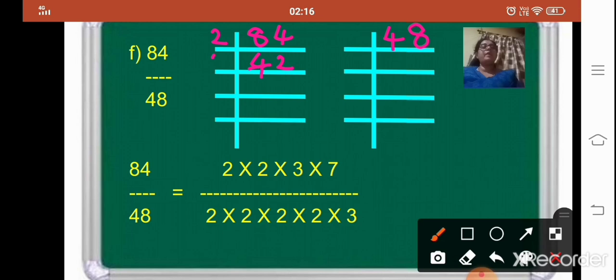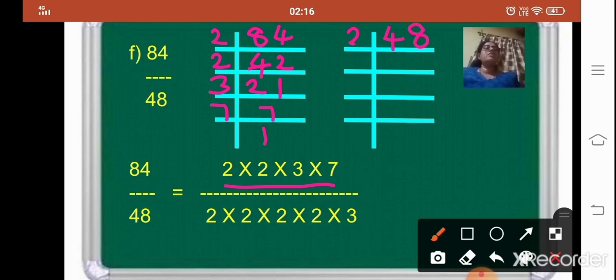Again it is divisible by 2. 2 2s are 4. So 2. 3 7s are 21. 7 1s are 7. So I'll write it as 2 into 2 into 3 into 7. The prime factors of 84.